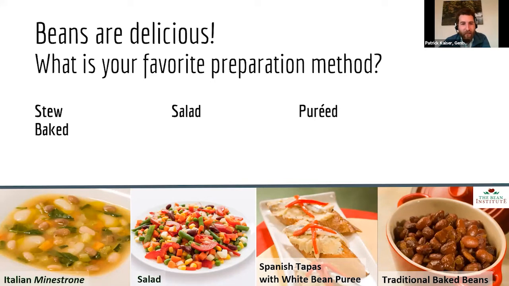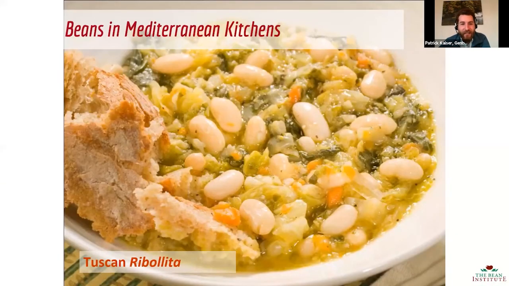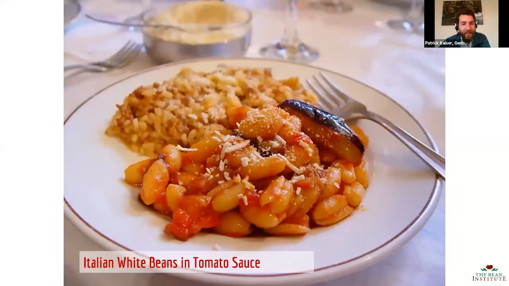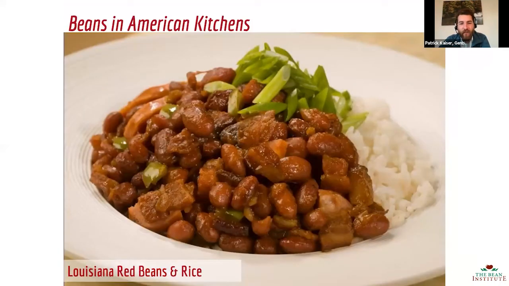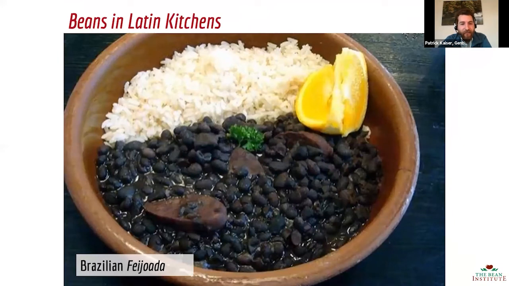Having a look at the global plates, we can see it a lot in the Mediterranean kitchen, here as a Tuscan ribollita, and also as Italian white beans in tomato sauce in some restaurants. We have it in American kitchens in a baked form, or here in Louisiana, it's a favorite with rice. In Brazil, it's also a national dish with beans and rice. In Germany, we often have it just cut in pieces as a salad. So I guess there are so many great dishes of beans worldwide. We should explore these more.